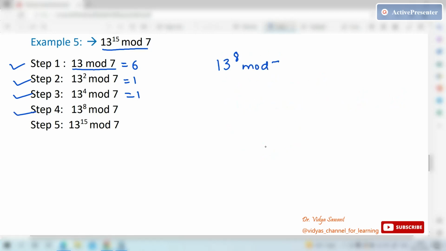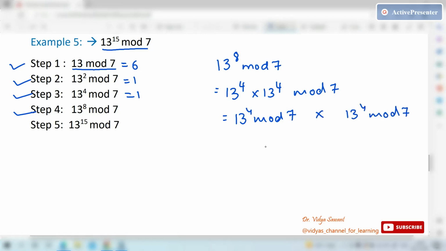Coming to the next step of 13 raised to the power of 8 mod 7. You can do it by doing 13 raised to 4 into 13 raised to 4 mod 7. So this becomes 13 raised to 4 mod 7 into 13 raised to 4 mod 7. So 13 raised to 4 mod 7 is 1. Another 13 raised to 4 mod 7 is also 1. So the answer of this is 1.